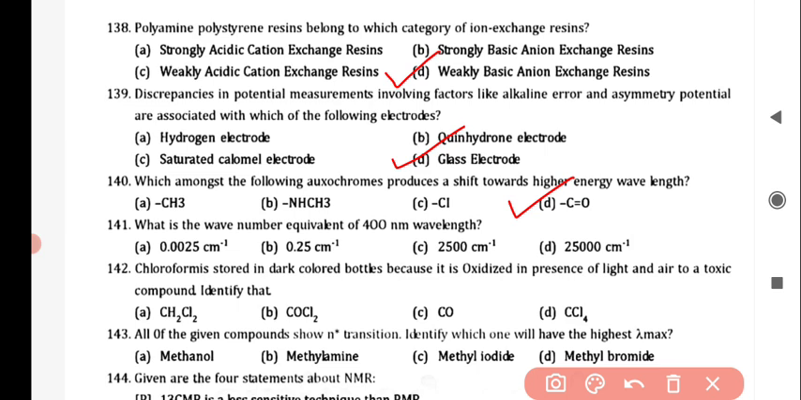Next question is, what is the wave number equivalent of 400 nanometer wavelength? And the correct answer is option D, 25,000 centimeter inverse. Next question is, chloroform is stored in dark colored bottles because it is oxidized in presence of light and air to a toxic compound. Identify that. And the correct answer is option B, COCl2. Next question is, all of the given compounds show n to sigma star transition. Identify which one will have the highest lambda max. And the correct answer is option D, methyl bromide.